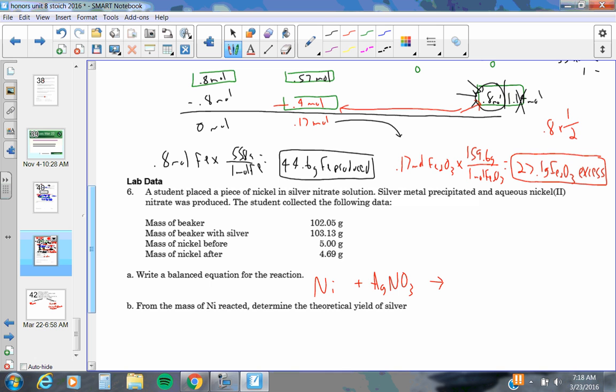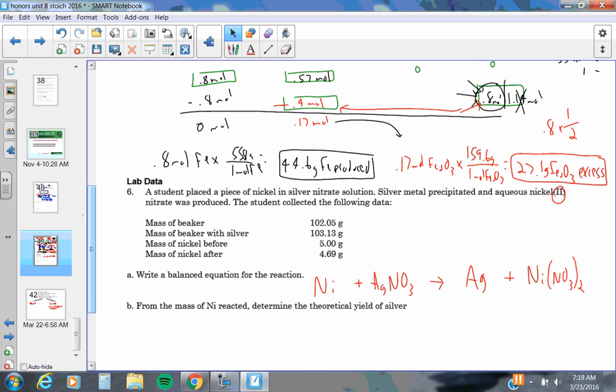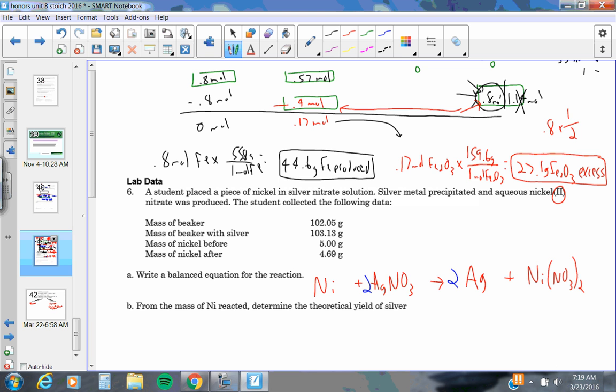It's going to make silver because it's going to be replaced. It's a single replacement. The other product is going to be nickel nitrate. Since nickel is plus 2 in this chart, I'm going to have nitrates taken twice. Got to balance that. Since I see 2 nitrates over there, I better put 2 nitrates over here. And since now there's 2 silvers, I'm going to put 2 silvers. Step 1, exactly the same.